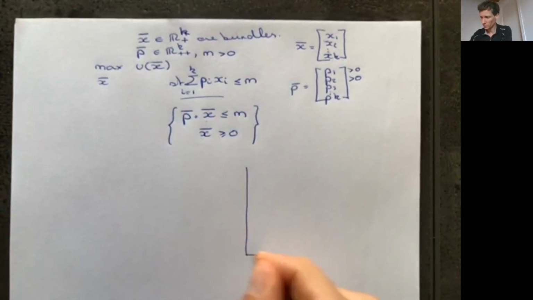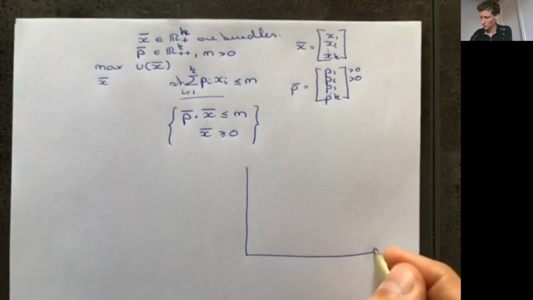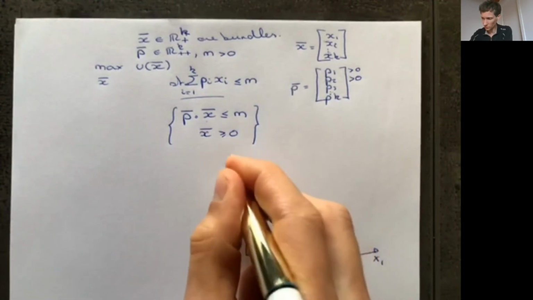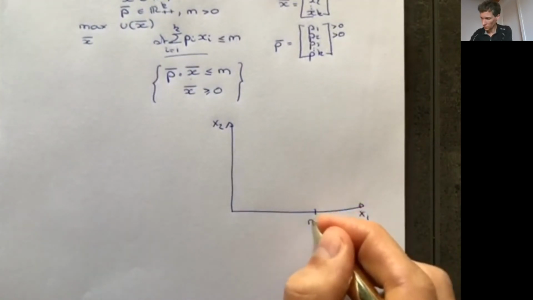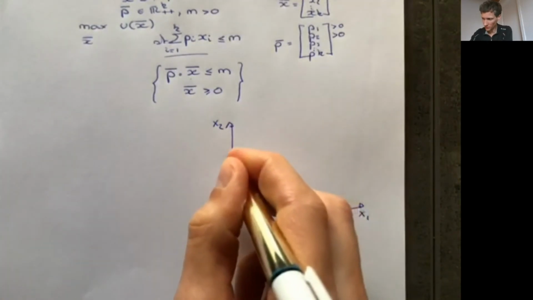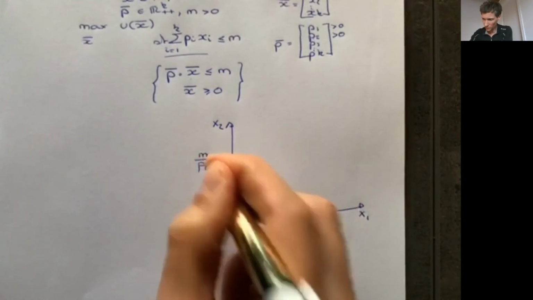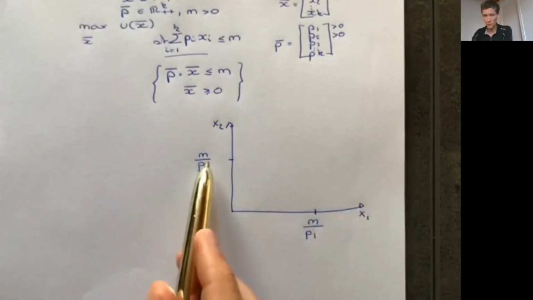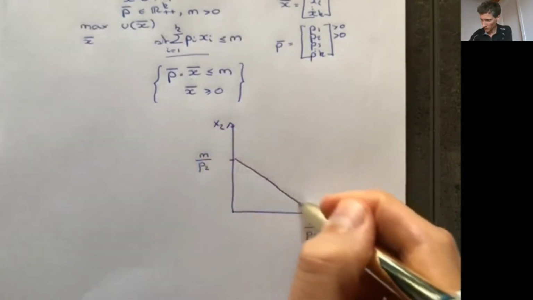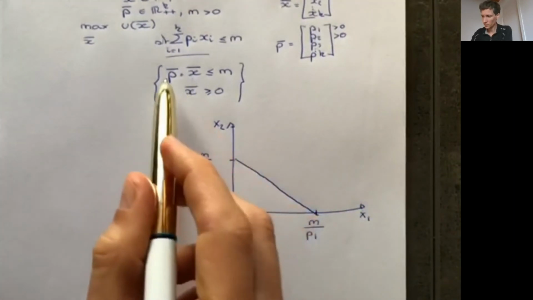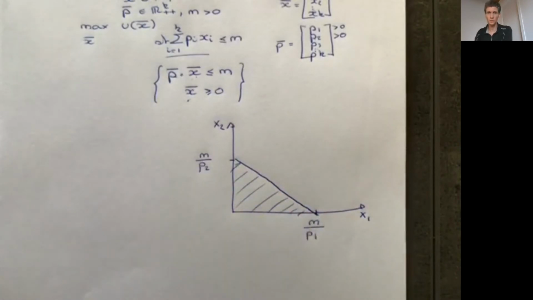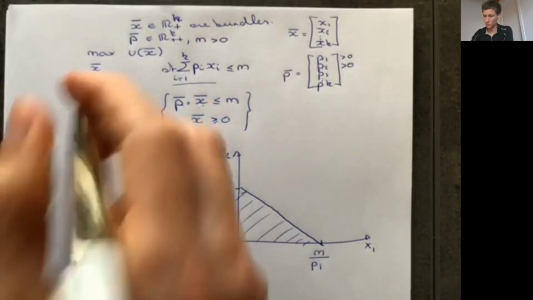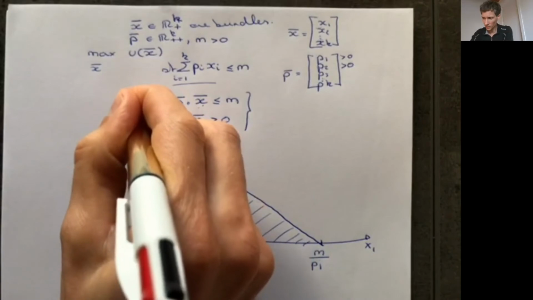Okay, so in two-dimensional space, this is consumption of good 1, and this is the consumption of good 2. Then normally this is m over p1. Here we have m over p2. So this is the maximum amount of good 1 that you can buy, the maximum amount of good 2 that you can buy, and then you have the budget constraint here. So all the vectors x that satisfy these two conditions are in this shaded region over here. Okay, so this is called the budget constraint of the consumer, and we call this the set B.